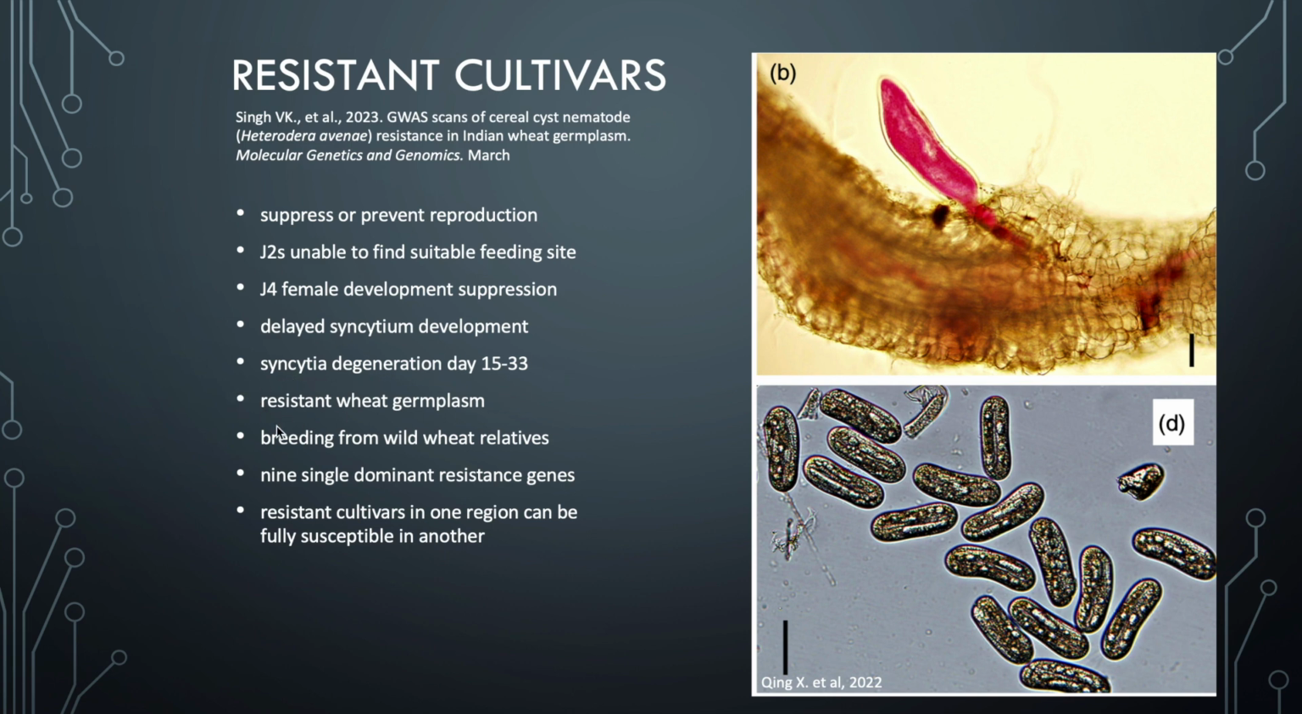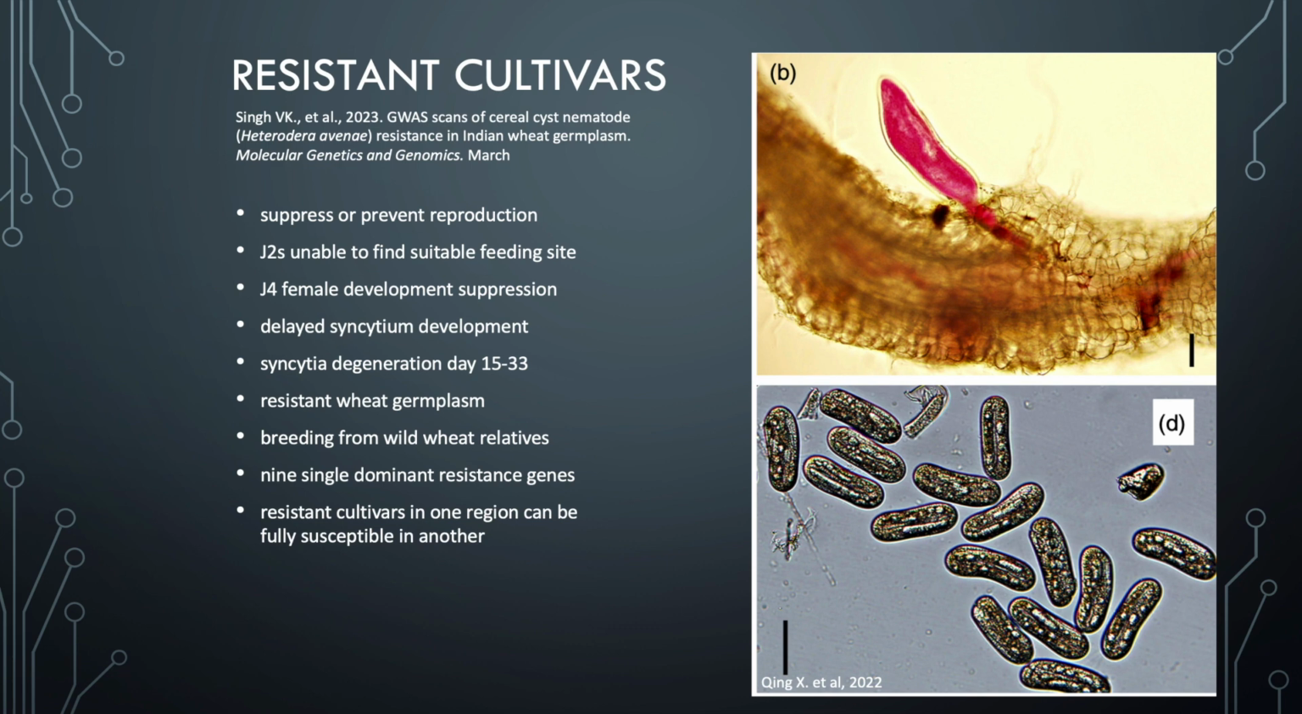And these plants are developed from resistant wheat germplasm, and the breeding of these plants occurs from wild wheat relatives. And so far, 9 single dominant resistance genes have been identified. However, some of these cultivars, even though they are resistant in one region, can be fully susceptible in another. And that's because these organisms are so sensitive to temperature and moisture and all these other environmental conditions that govern their life cycle. And so this brings me back to this concept that it is always dependent on the actual individual ecosystem within which the plants are growing.